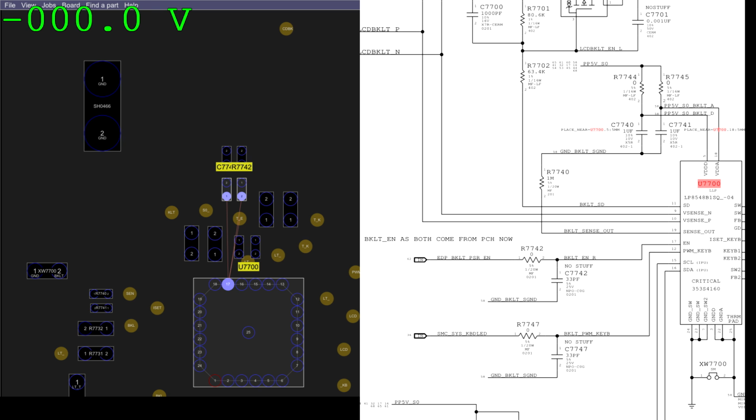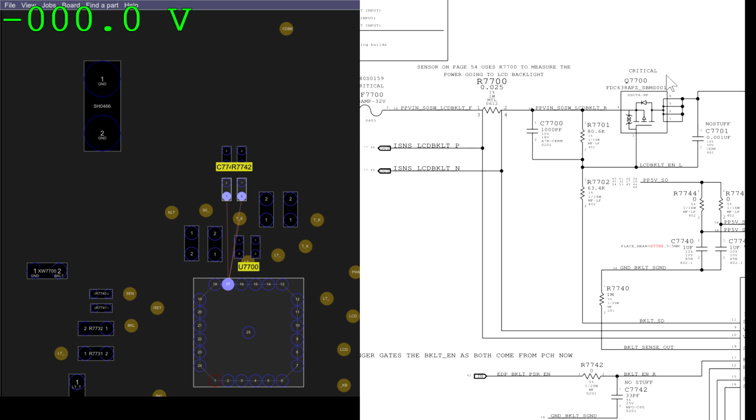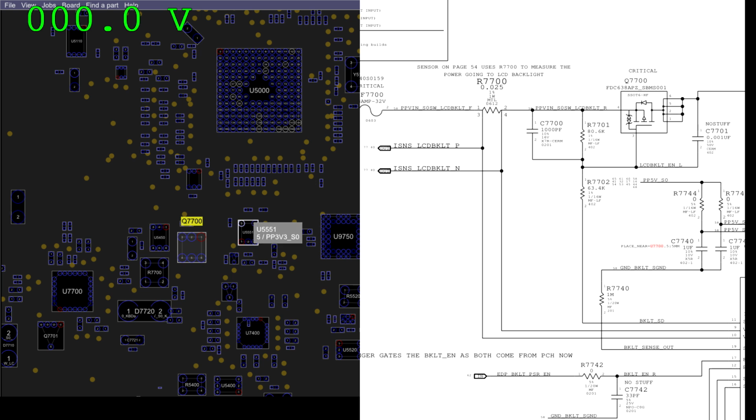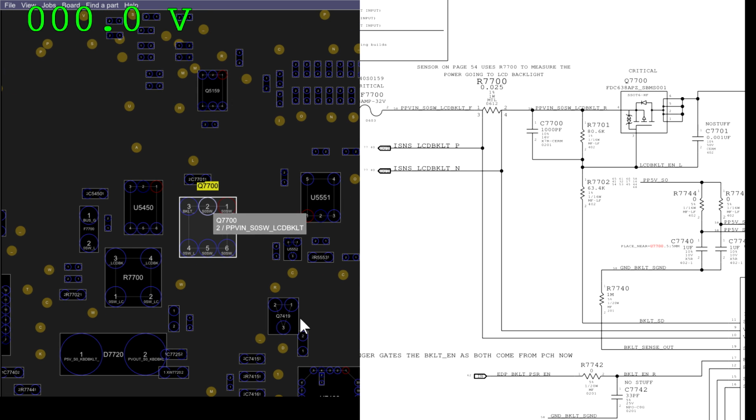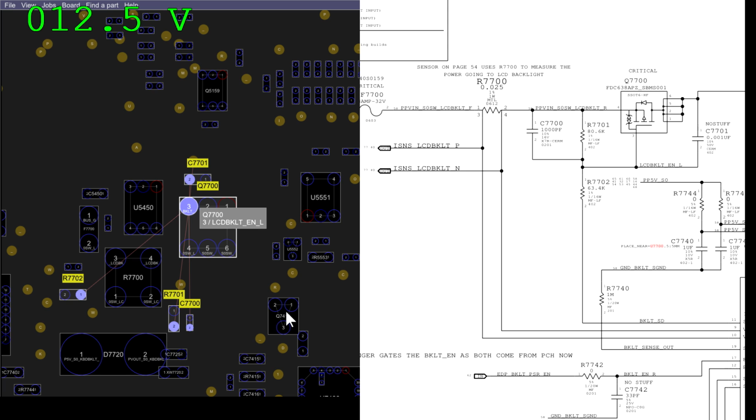Next up, we're going to check and see if this transistor is opening. Q7700 is a P-channel MOSFET, meaning that it's only going to open if the voltage at the gate, pin 3, is lower than the voltage at the source, pin 4. So let's look for Q7700 and check for the voltage on pins 3 and 4. Aha, pin 3 is 12.5. The LED driver is not telling this to open.